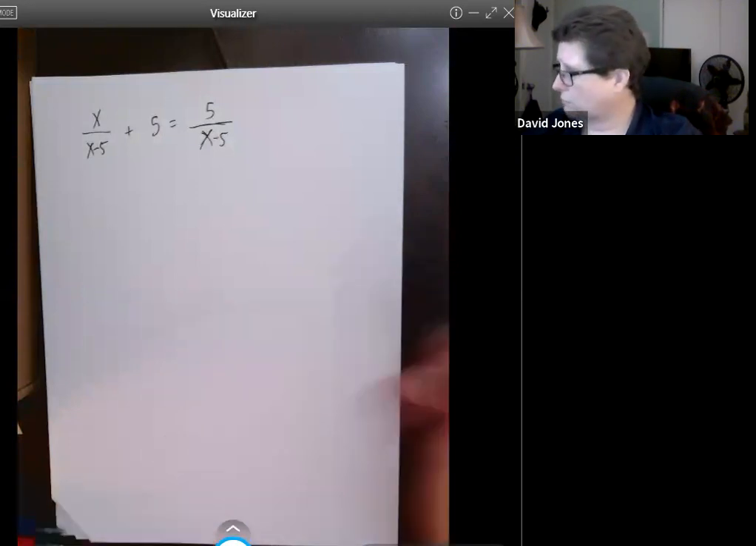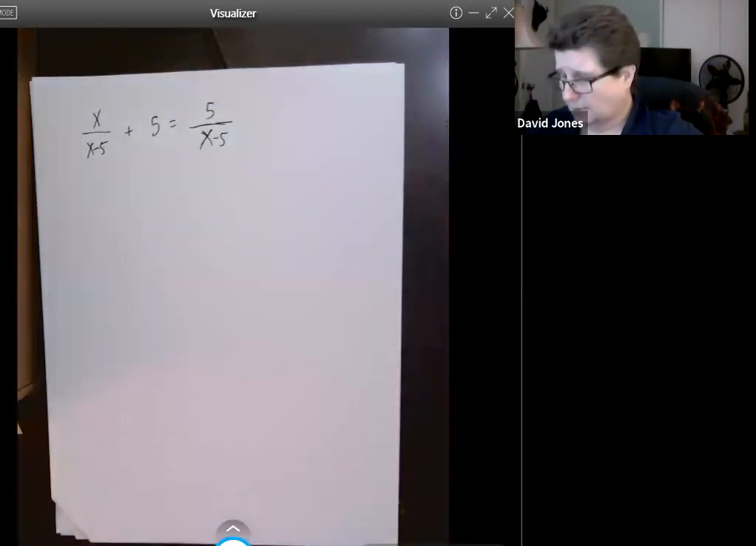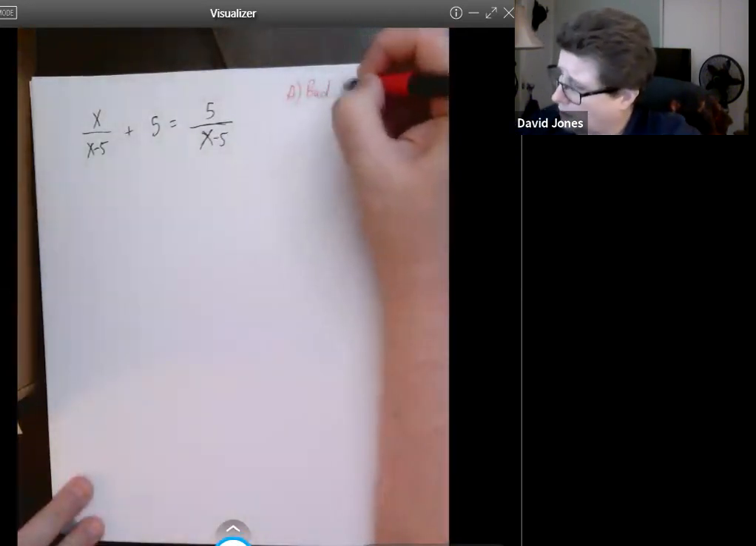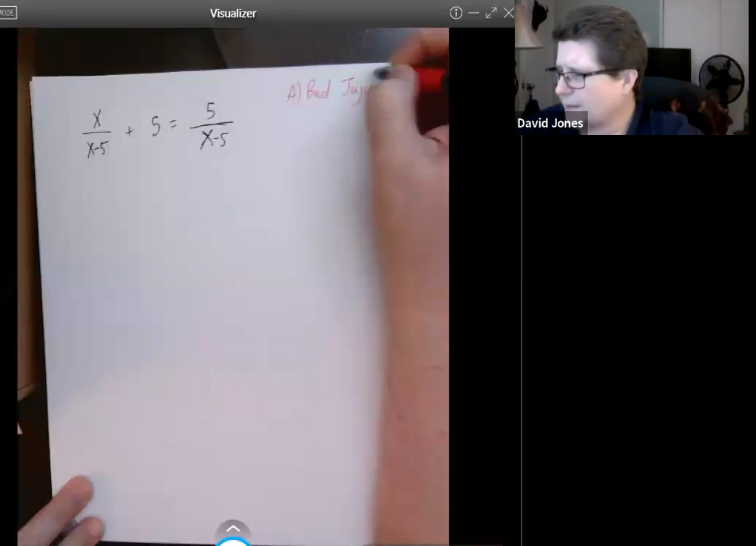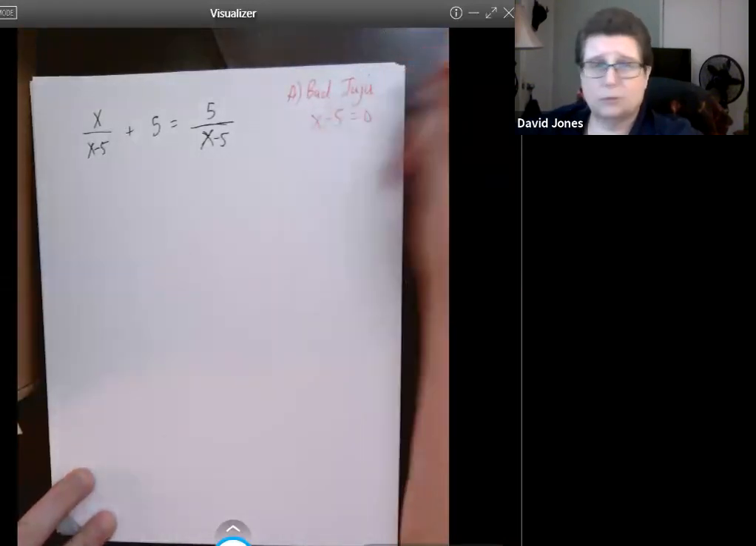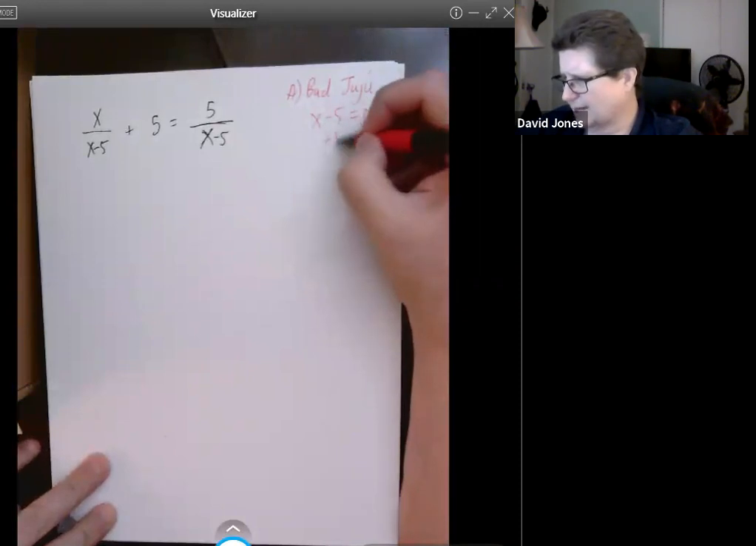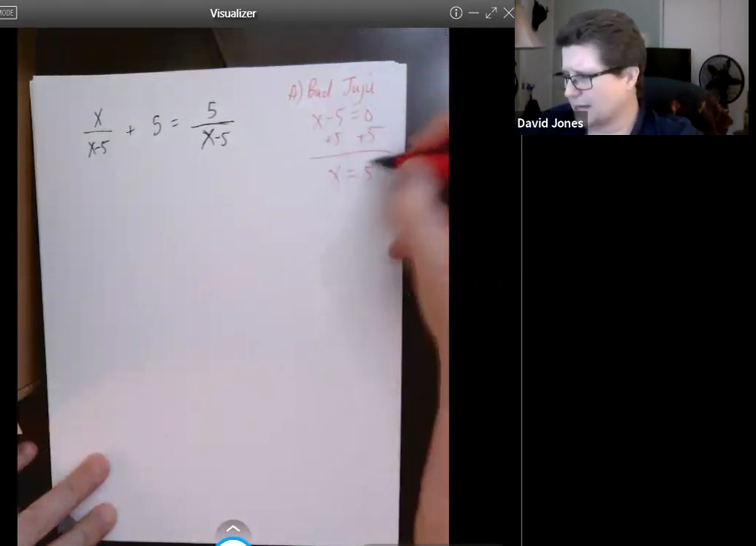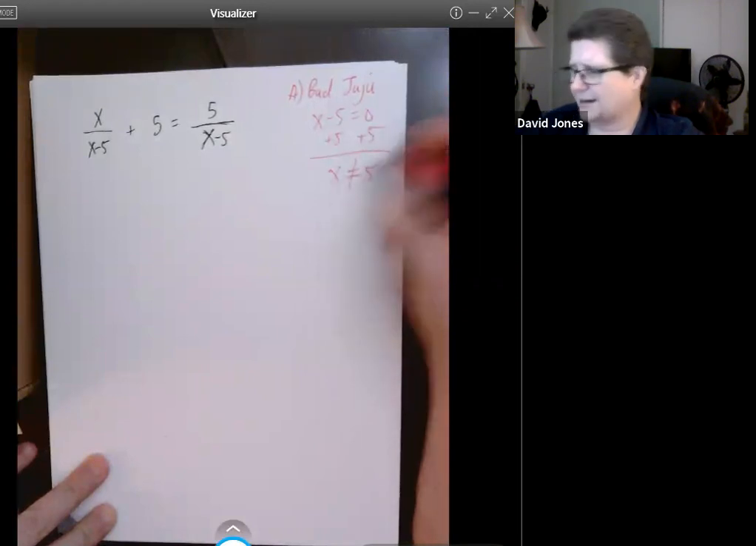So, what's our bad juju solutions? Part A, bad juju. We have two denominators that are identical. They're both x minus 5. We set equal to 0, and we solve by adding 5 to both sides. And we find x equals 5 is a bad juju solution, so x cannot equal 5.